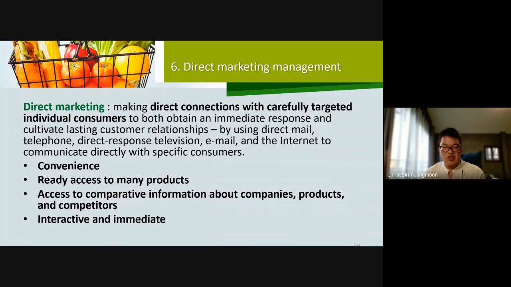What we just mentioned is linked to the second benefit. You can compare and choose the one that you like. Sometimes the cheapest one might not be good quality, but the moderate price with good quality is the best. The last one is interactive and immediate, because in direct marketing you communicate directly with the sellers or buyers, so it's an immediate response.